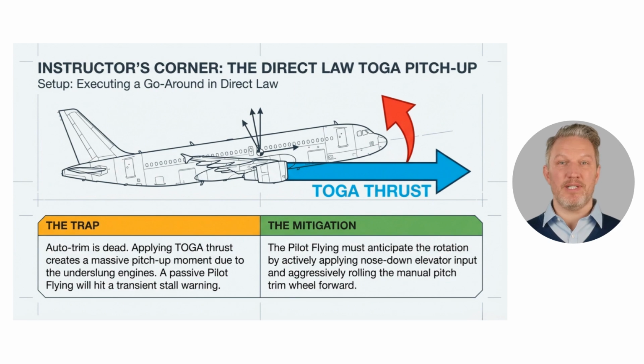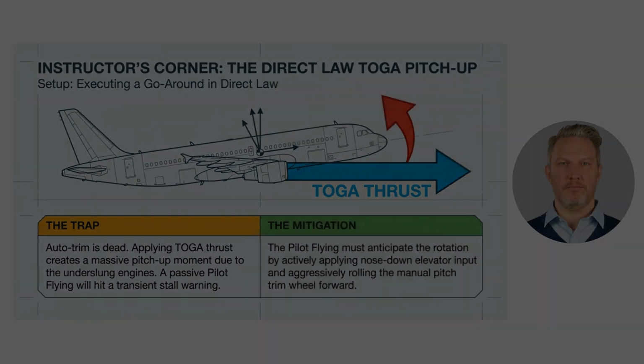In direct law, executing a go-around presents a unique challenge. Since auto trim is dead, applying TOGA thrust creates a massive pitch-up moment due to the underslung engines. If you are passive, you will hit a transient stall warning. You must anticipate this rotation by applying aggressive nose-down elevator and rolling the manual trim wheel forward simultaneously.